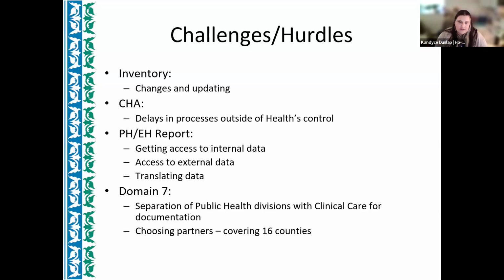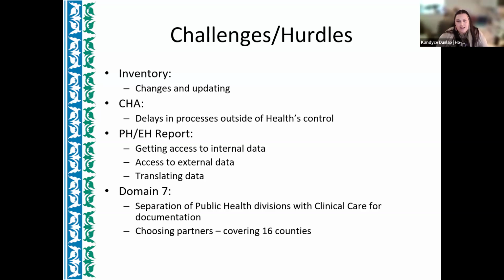And translating the data. It's a very wonderful report, but if individuals, I think of our own council or legislators, don't understand what that actually means, or us internally in the health department, how are we using that data? It doesn't do us a lot of justice, just kind of making that report.